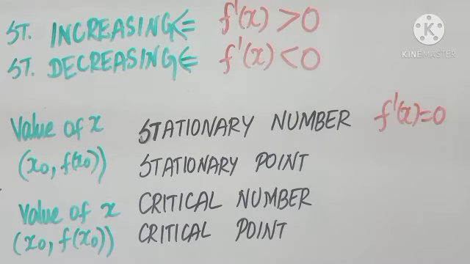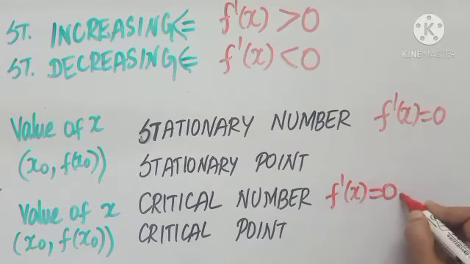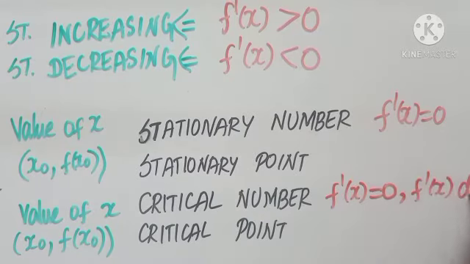The next idea. In the previous class, we learnt f dash of x equal to 0 is there, and f dash of x does not exist is also there. These two put together, all such x values, we call critical numbers. What do you mean by critical number? f dash of x equal to 0 or f dash of x does not exist. f dash of x equal to 0 tells me to put the numerator 0. f dash of x does not exist tells me to put the denominator of f dash of x 0.